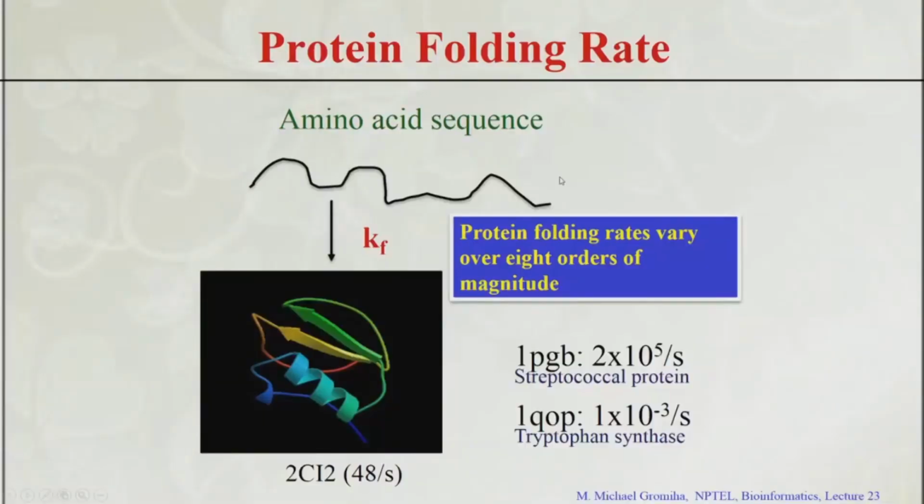Here is an example. This is an amino acid sequence, and it takes time to fold into a specific 3D structure. These folding rates vary over 8 orders of magnitude. You can see it folds from microseconds to an hour. We have two examples. One is a streptococcal protein, where the rate is 2 into 10 power 5 per second, which is very fast folding. And the tryptophan one is very slow folding, it takes 1 into 10 power minus 3 per second.